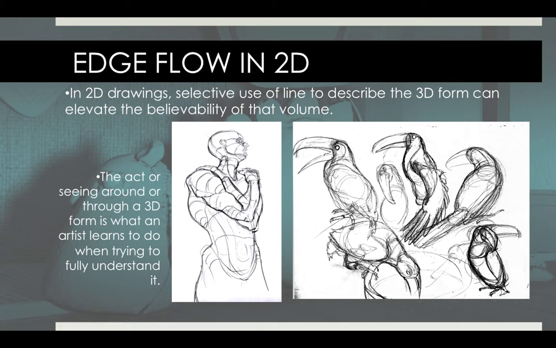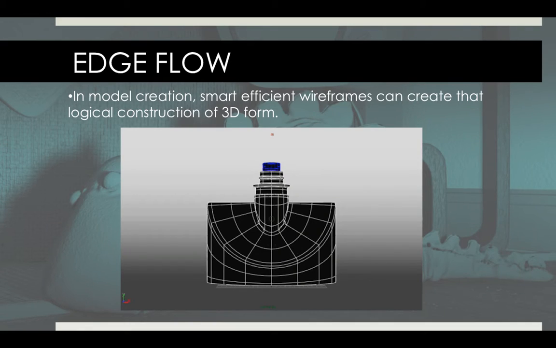The act of seeing around or through a 3D form is basically an artist's attempt to try to understand the volume of that form. So when you start looking at models, you start looking at smart, efficient wireframes that can create the logical construction of a 3D form. So your edges should make sense. They should be lining up with what's going on in the form.